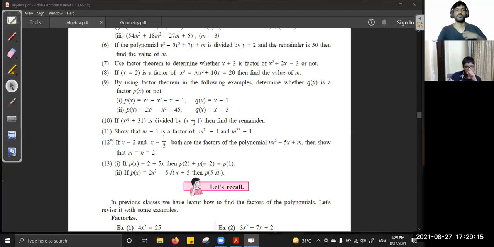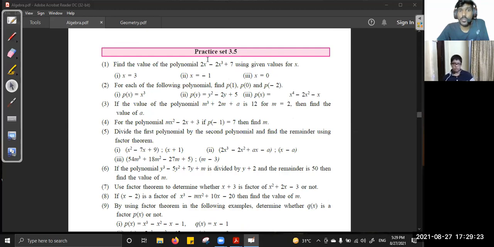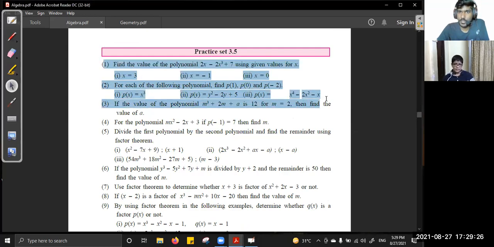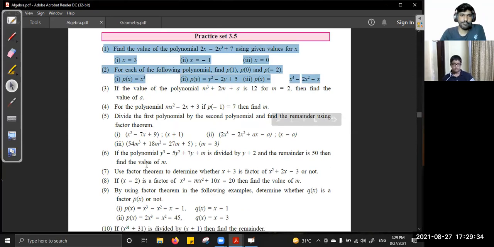Okay, let's do the ninth one. Okay, 3.5 first and second one you did, right? It was for homework. Yes, sir. You could solve it, right? Any doubts in that?